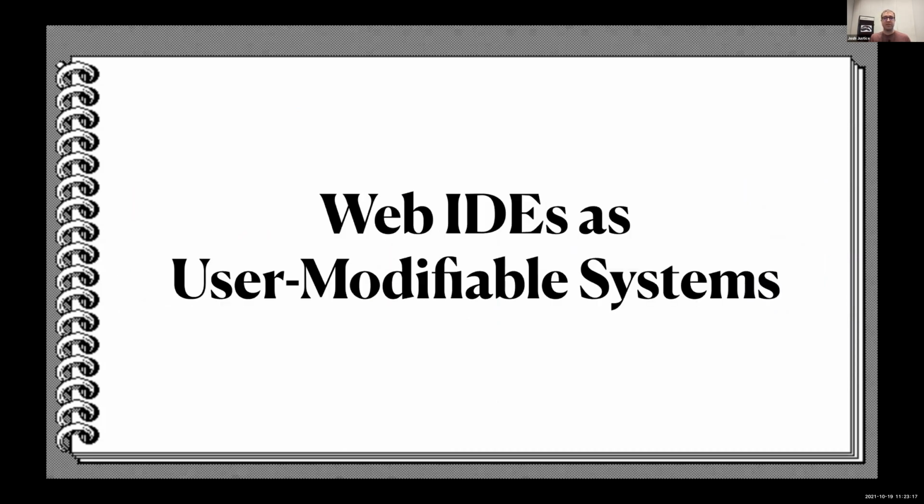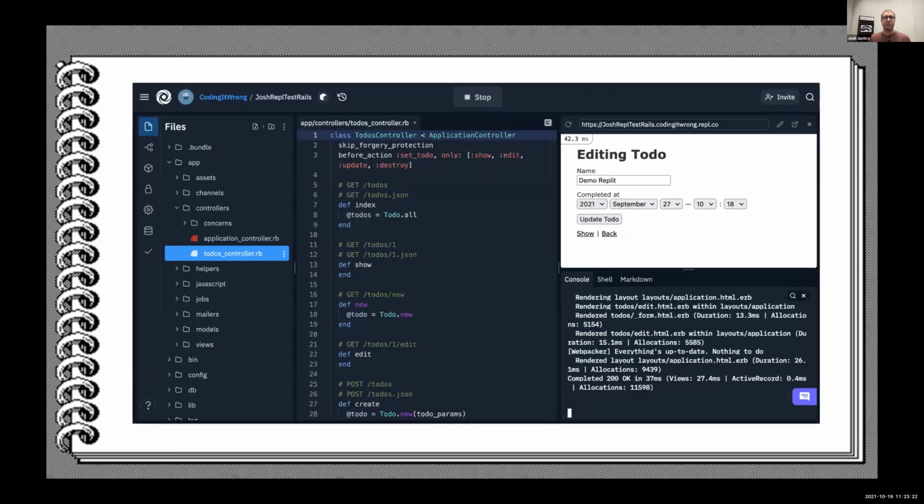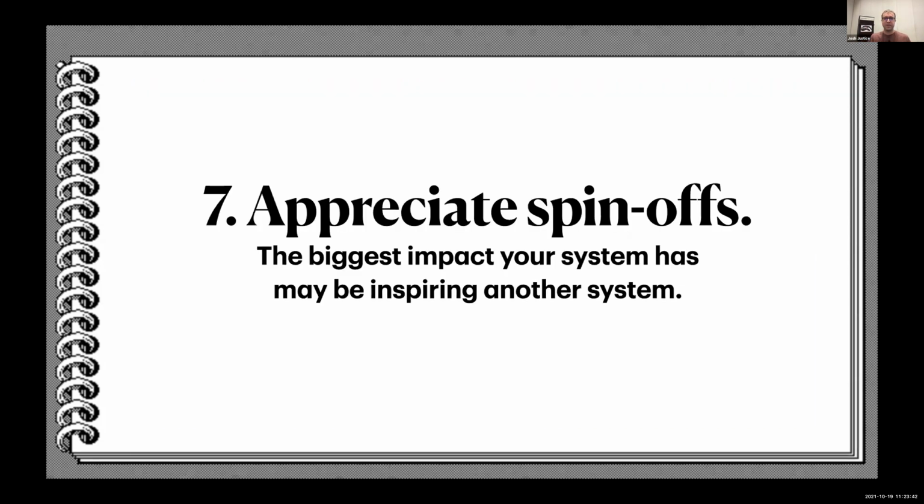Finally, there's examples out in the world of web IDEs that take the web further. Here's a screenshot of one called Replit. CodeSandbox and Glitch are 2 other web IDEs that put your full development environment in the browser so it's accessible from any device and provide facilities for users to edit and tweak and remix and fork existing projects. It's not a perfect user-modifiable system because there's still a run versus build distinction, but it's a step in that direction. So the biggest impact your system may have may be inspiring another system in the future.